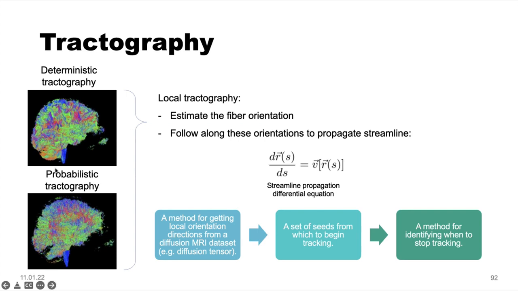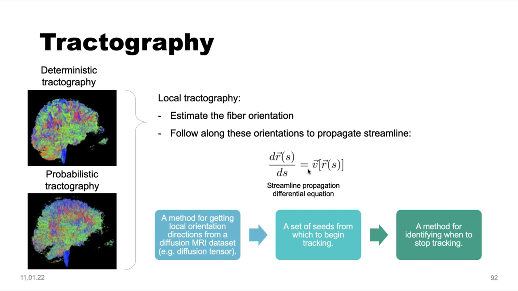So for the tractography, as I said, we try to reconstruct the fibers that go from one cortical area to another one. Here is deterministic tractography, which estimates the fiber orientation and follows along these orientations to propagate those streamlines. So we need a method for getting the local orientation directions from a diffusion-weighted MRI dataset, for example with a diffusion tensor model. Then we need a set of seeds with which to begin the tracking.